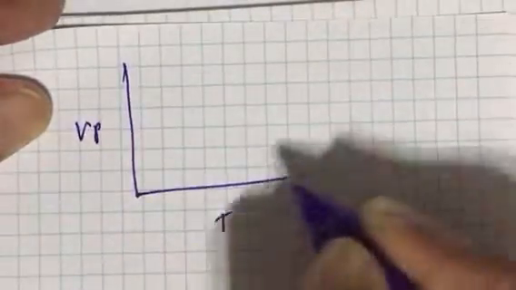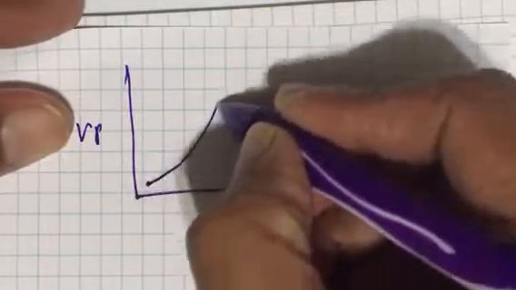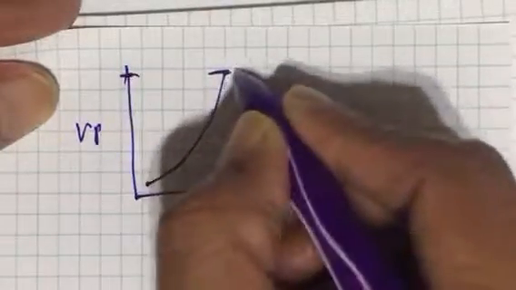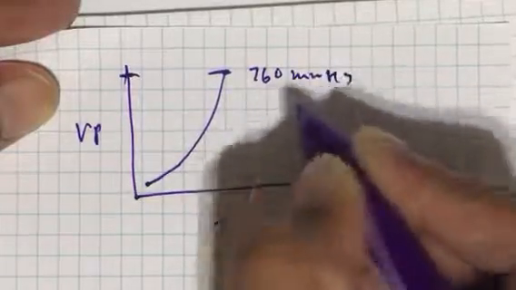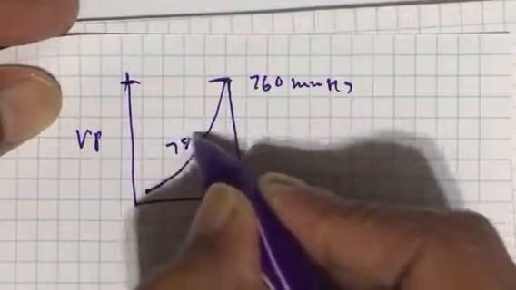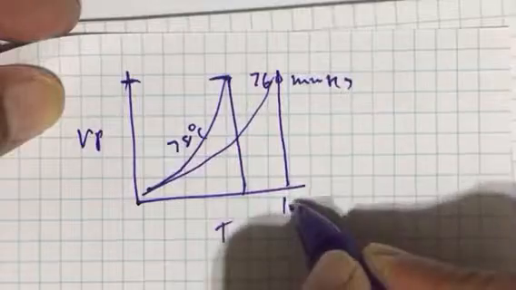Now, the curve which is plotted for variation in vapor pressure with the temperature is called the vapor pressure curve, and the temperature where this vapor pressure equals the atmospheric pressure, 760 millimeter mercury, is called its boiling point. For ethyl alcohol, it is 78 degrees centigrade. For water, it is 100 degrees centigrade, and so on.